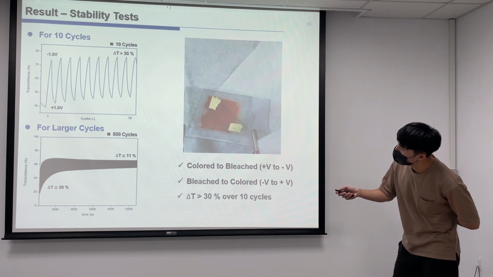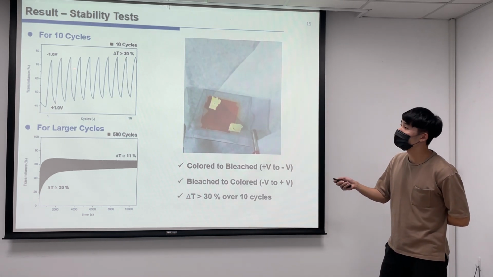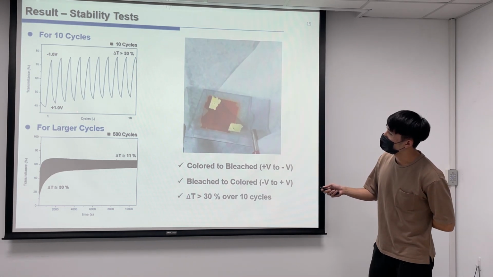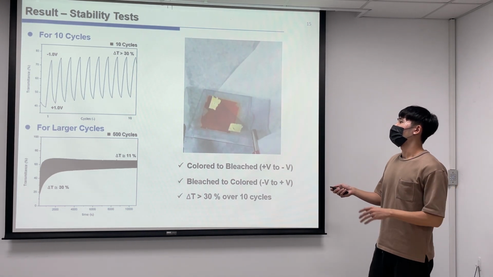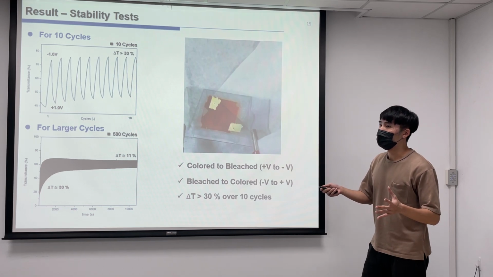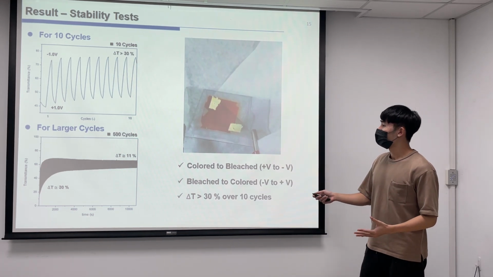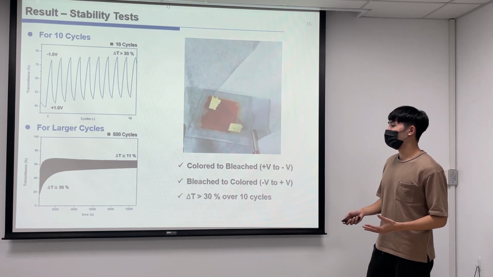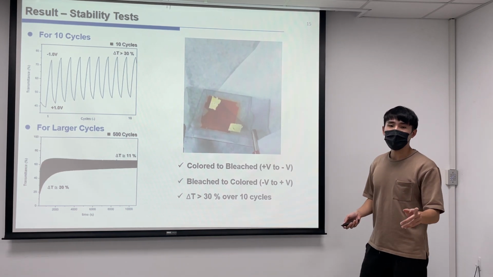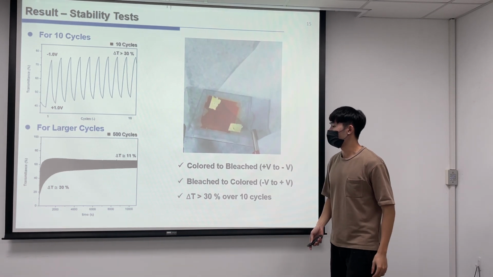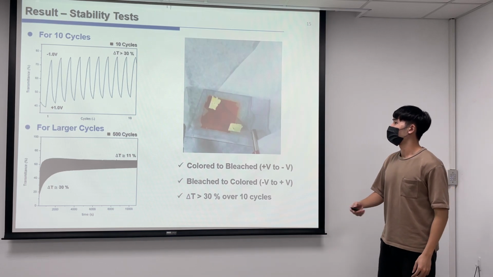This plot tells about changes in transmittance, 穿透度, under the applied voltage from -1 to +1. So after 10 cycles, it can still retain more than 30% of the transmittance change. For larger cycle numbers, like 500, it can still retain 16% at 100 and 11% after 500 cycles. It really changes a lot.